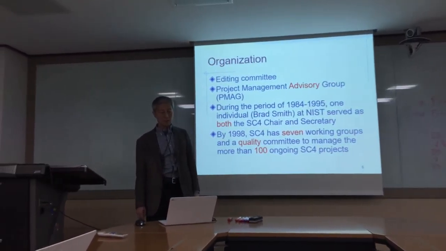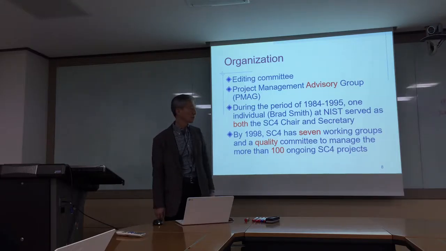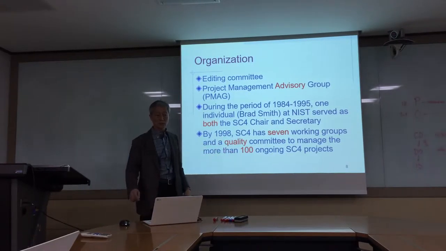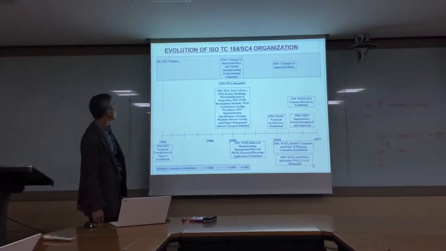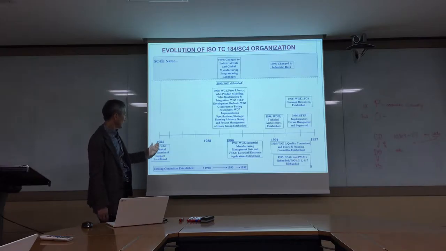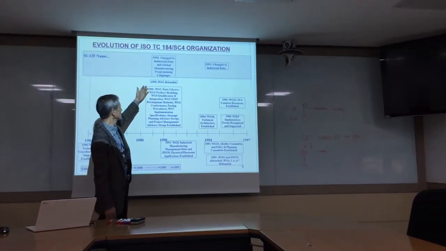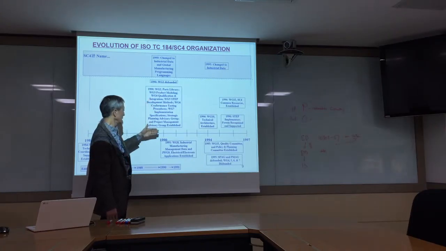In 1998 there were seven working groups and a quality committee to manage more than 100 ongoing SC4 projects. Now it has increased to 700 projects or standards. At the beginning, there was only one working group. But around, say, 6 years later, they started a new working group 2, working group 3, working group 4, working group 5, working group 6, and 7, and 8.